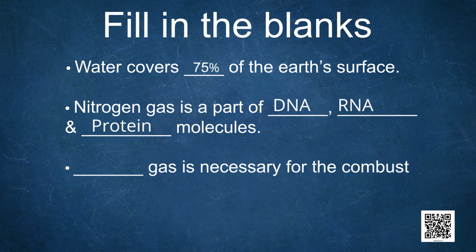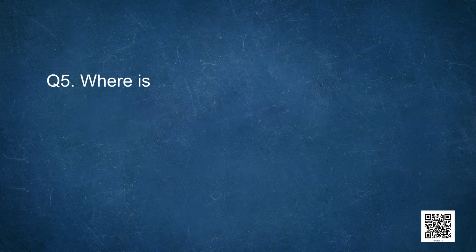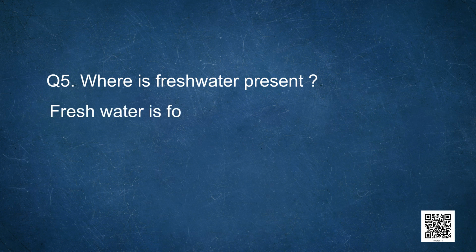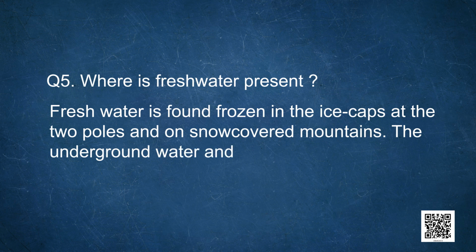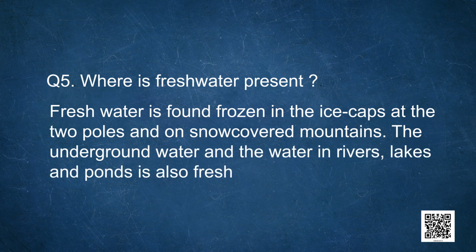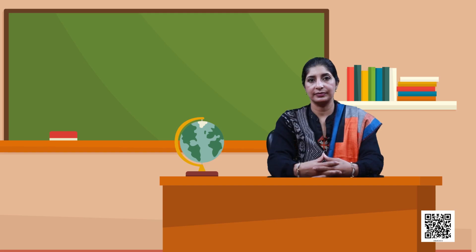My next question, dash gas is necessary for the combustion of fuels. And the right answer is oxygen. My next question, where is fresh water present? Fresh water is found frozen in the ice caps at the two poles and on snow-covered mountains. The underground water and water in rivers, lakes and ponds is also fresh.